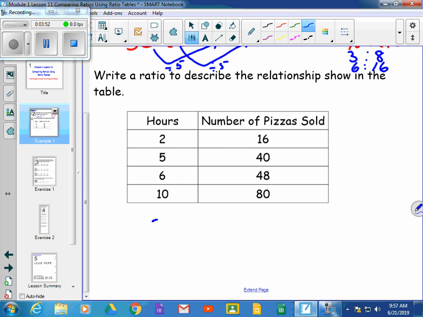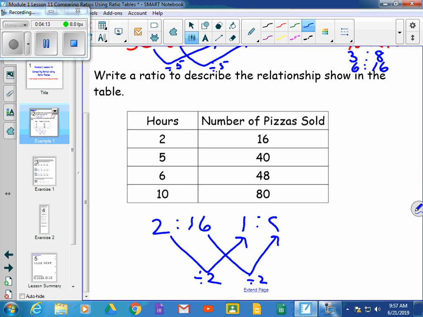I'm going to take that first one there. I could have picked any one, but I'm going to simply take the first one and say, can I scale it down? Can I simplify it? What could I divide out of both of these? Well, in this case, I can divide a 2 out of both of these. And then I get 1 to 8. All of those ratios simplify to 1 to 8.